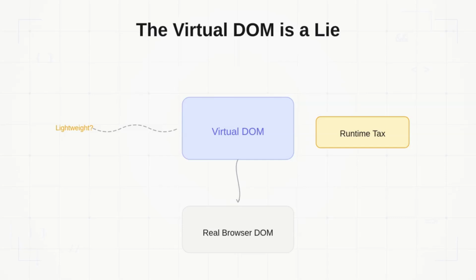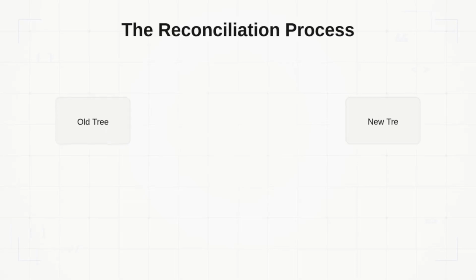Today, we're going to look at why the fastest virtual DOM is actually no virtual DOM at all, and how the industry is shifting toward a more surgical approach to UI updates. To understand the lie, we have to look at what happens when state changes. In a VDOM-based framework, a change to a single variable triggers a full re-render of the component.